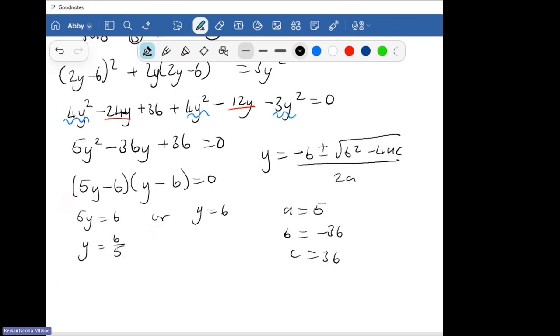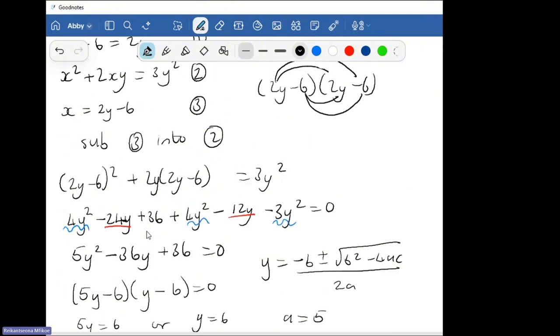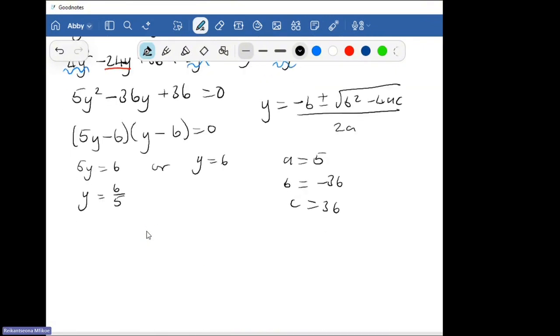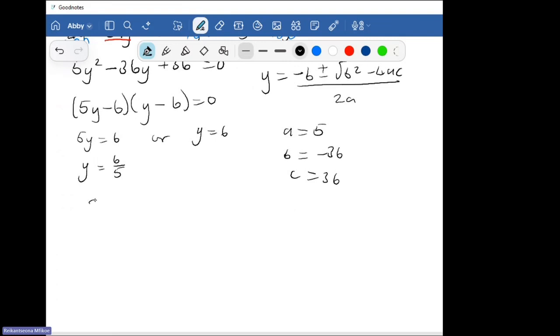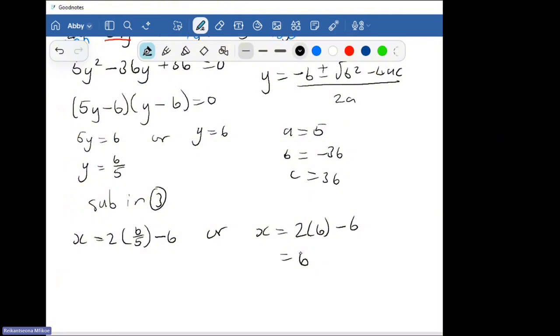Okay, now from here, we are done solving for y. Now we have to solve for x. We use equation 3 to do that. So now we're substituting into equation 3. Our equation is x = 2y - 6, so x = 2(6/5) - 6. Or x equals 2, our y is 6, minus 6. This here is 6 because 12 - 6. Then this side will have -18 over 5.